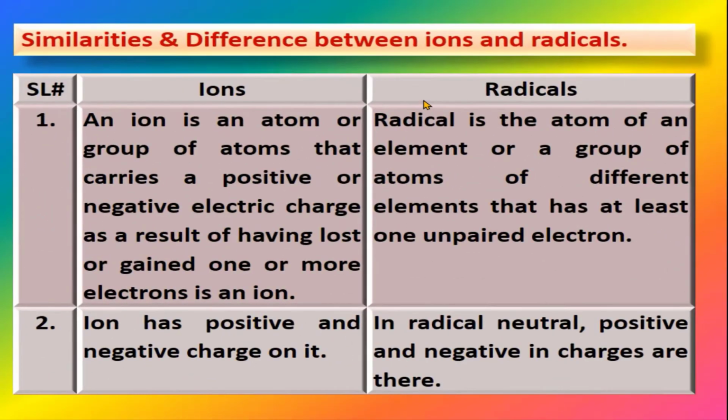Now, we want to see the similarities and differences between ions and radicals. Number 1. An ion is an atom or group of atoms that carries a positive or negative electric charge as a result of having lost or gained one or more electrons. A radical is the atom of an element or a group of atoms of different elements that has at least one unpaired electron. An ion has positive or negative charge on it. In a radical, neutral, positive and negative charges are all possible.